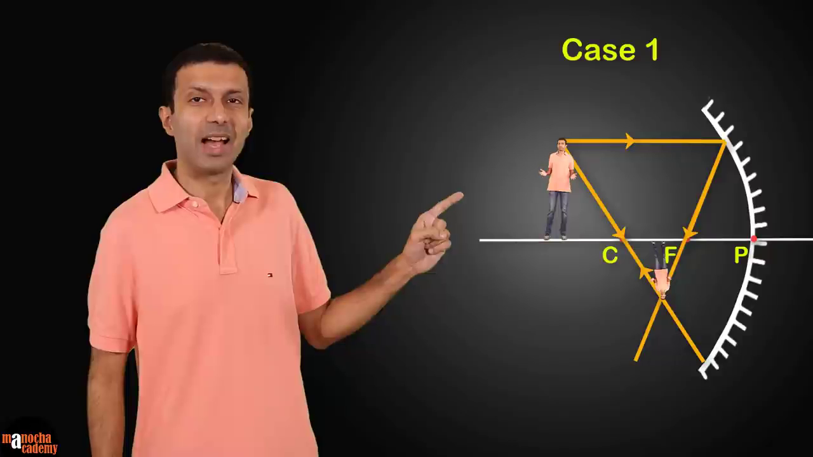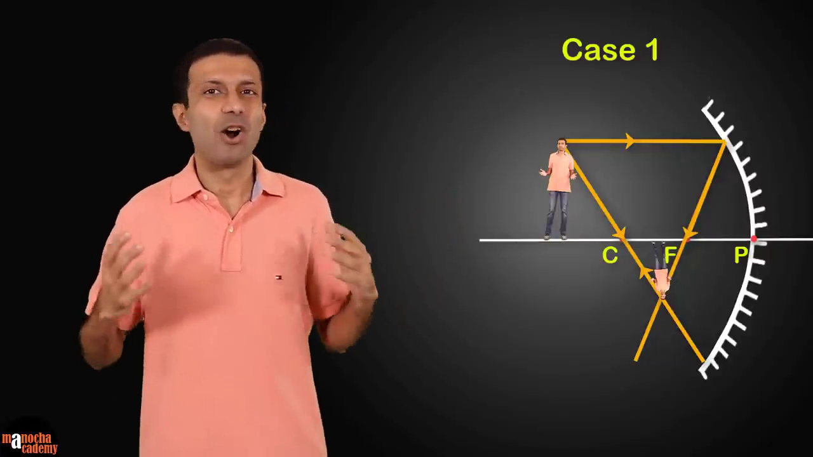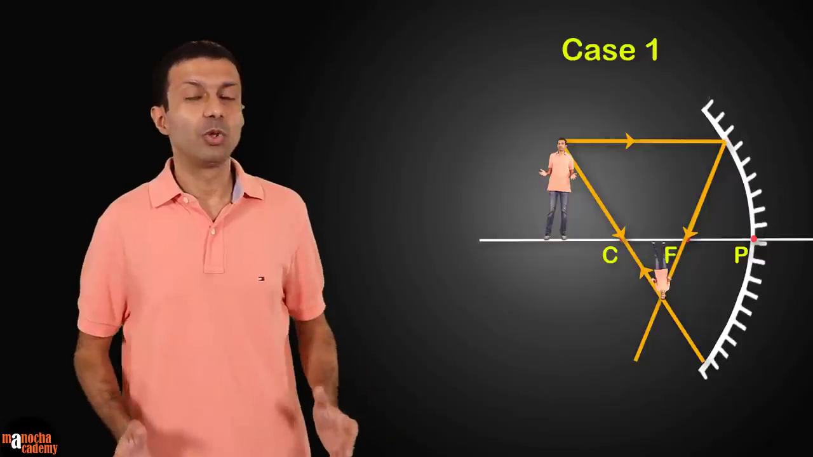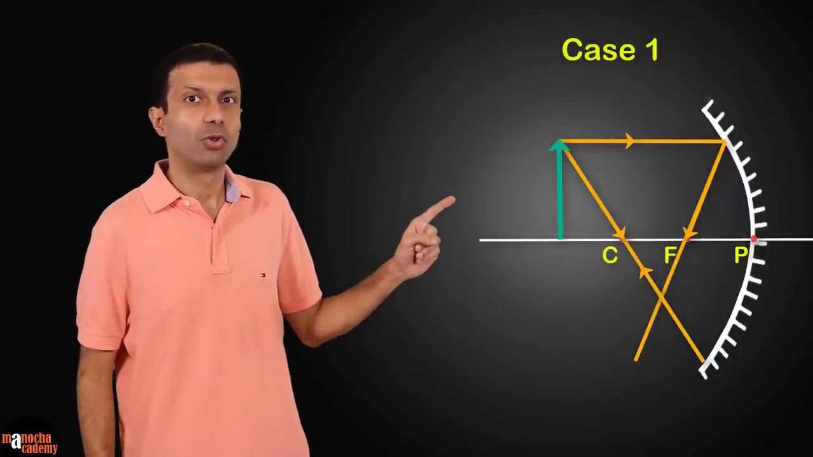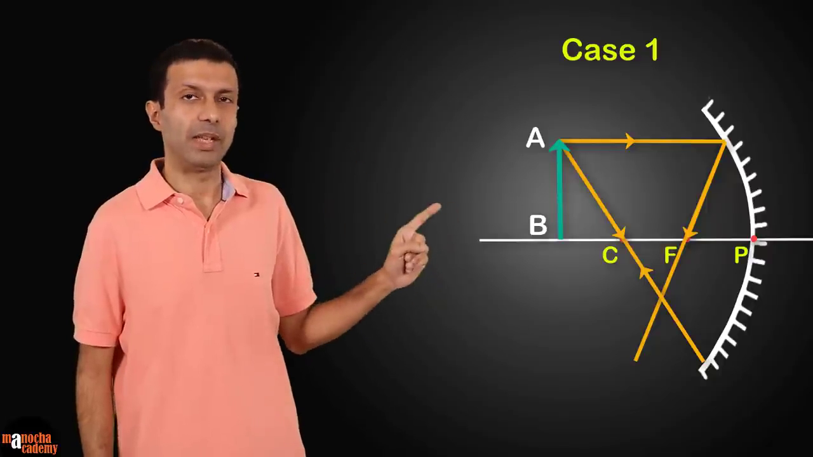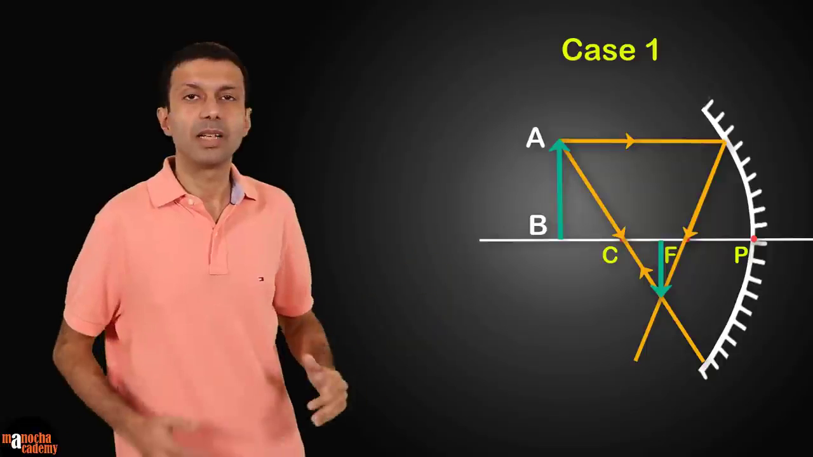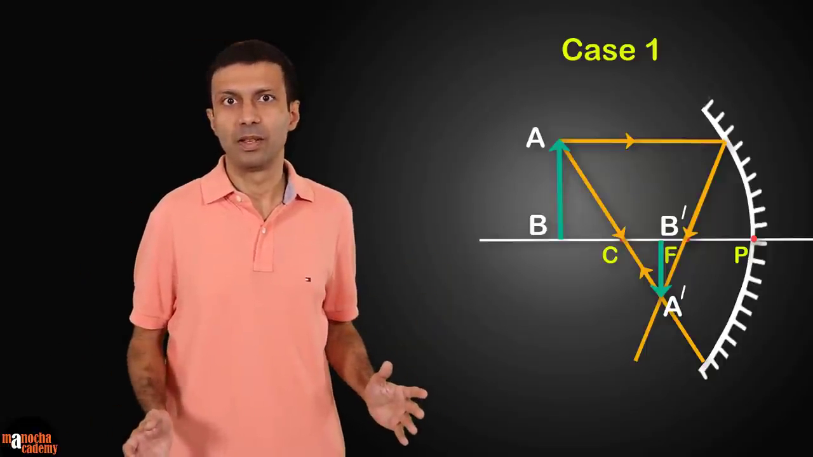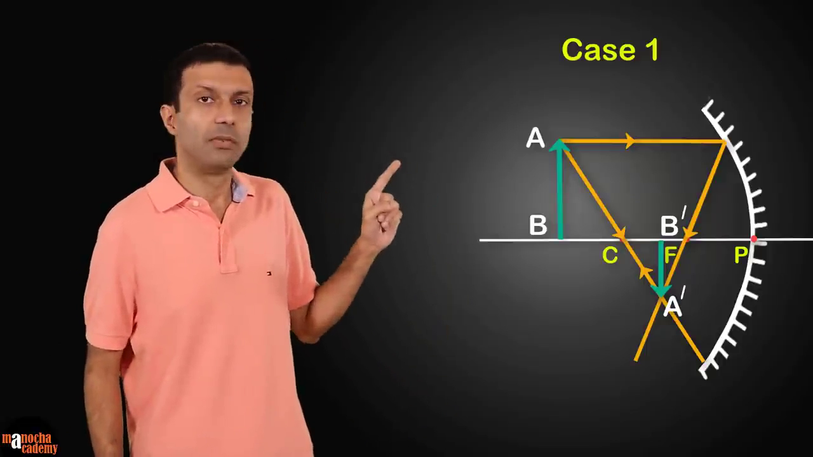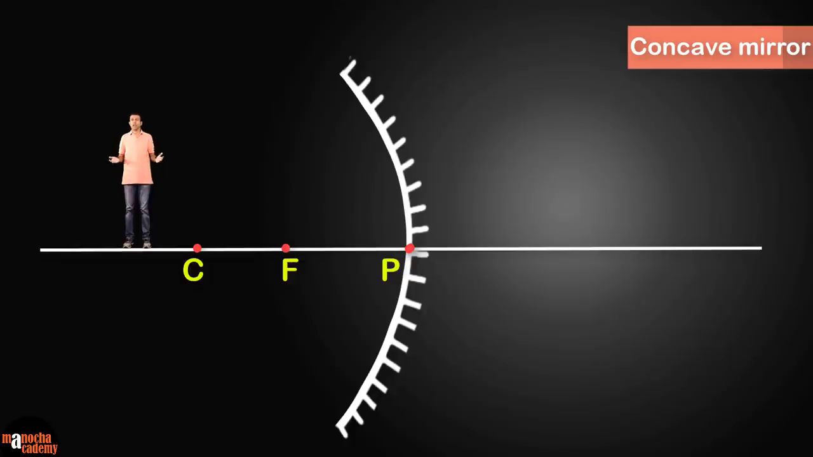You'll find similar diagrams in your textbook. Of course, I won't be the object there. Usually we use an up arrow to represent the object, and it's marked as AB. And the image is also going to be an arrow and marked as A'B'. Here the arrow of the image is inverted since it's an inverted image. Now let me walk closer to the mirror.